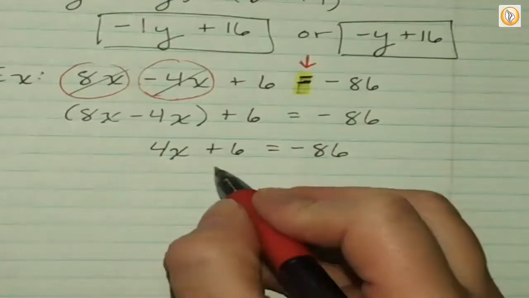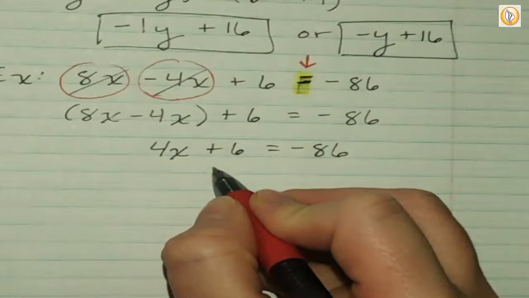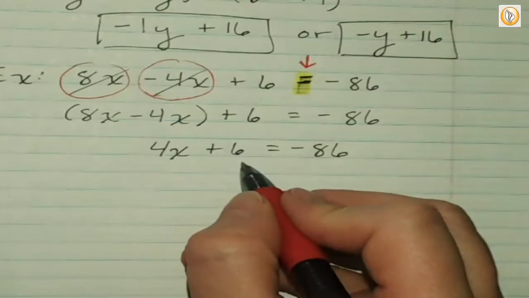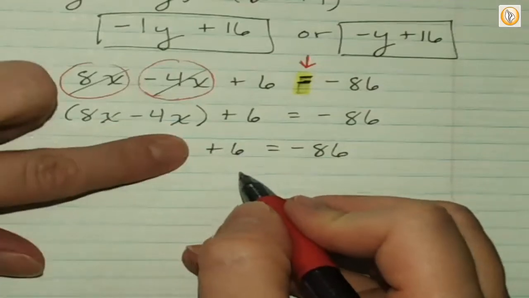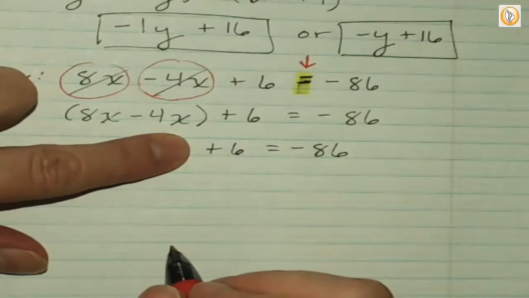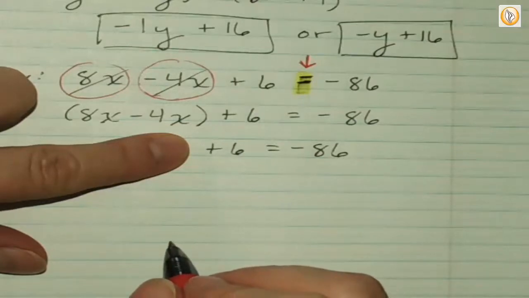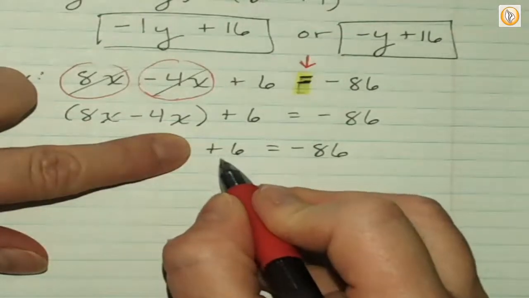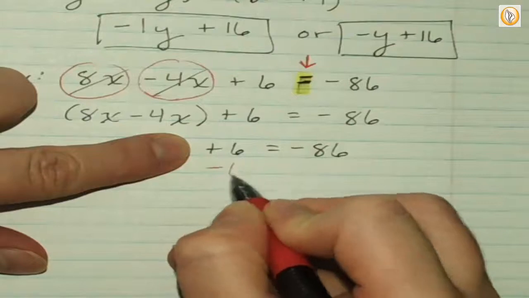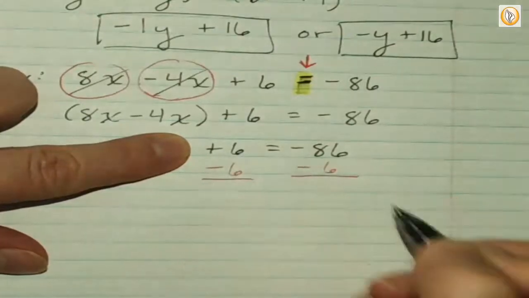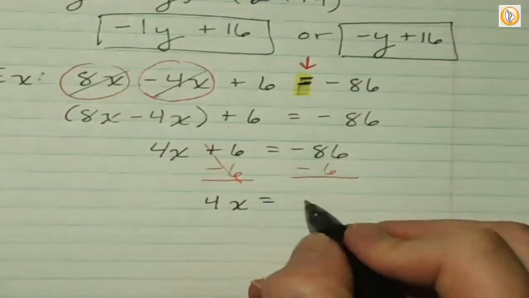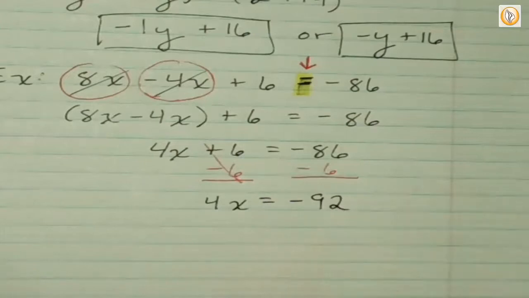And how do I do that? How do I move the 6 to the other side? You subtract. That's right. If we're adding 6, then we do the opposite to get it to the other side of the equal sign. So we're going to subtract 6. Those cross out, and I'm left with 4x equals negative 92.